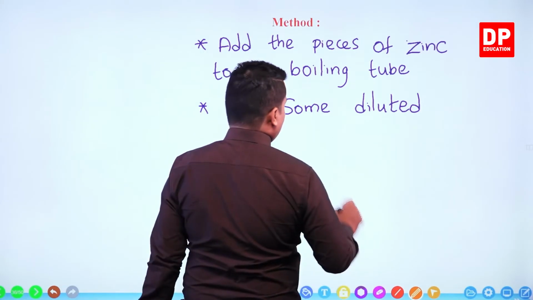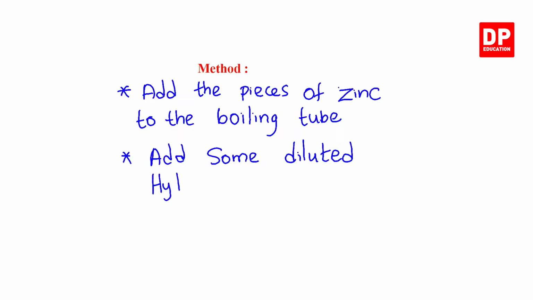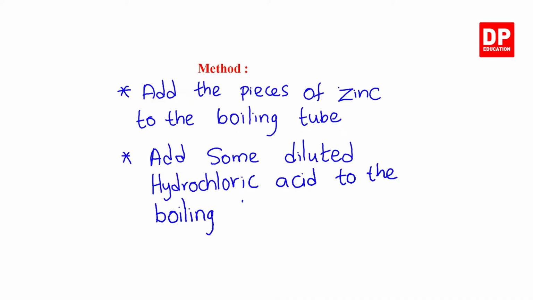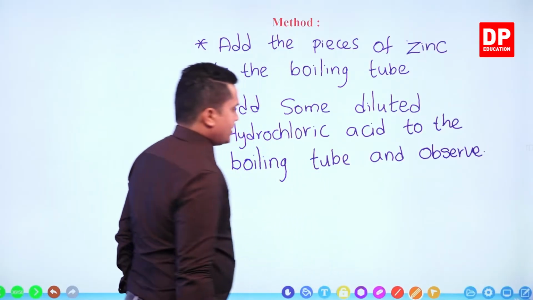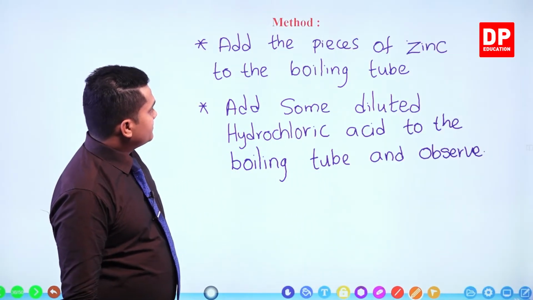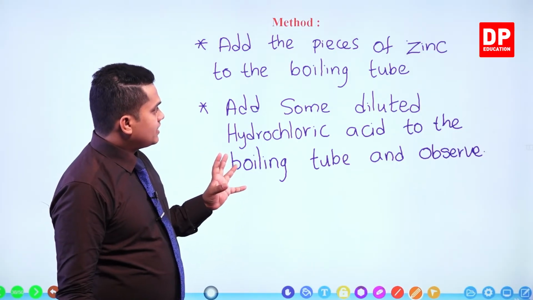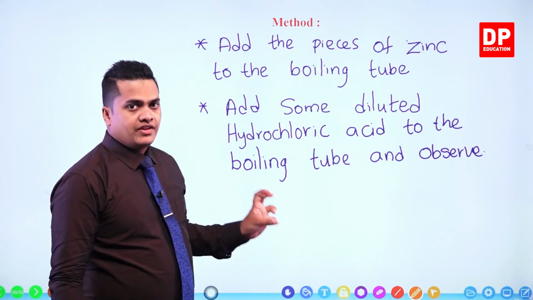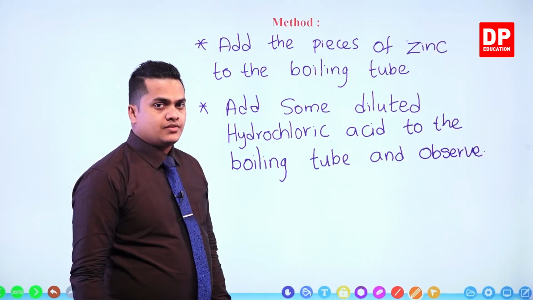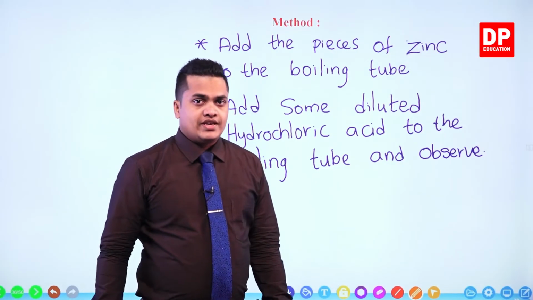So add some diluted hydrochloric acid to the boiling tube. And observe. Right. So add the pieces of zinc to the boiling tube. Then we have to add some diluted hydrochloric acid to the boiling tube, and we need to observe what's going to happen within the system. So this is the way of doing the experiment.